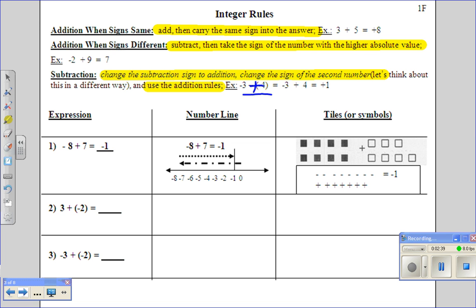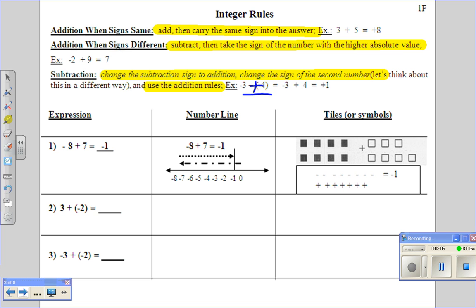So what I want to do real quick is look at how this looks visually on a number line and tiles. I'm just going to do a couple of problems like this, and then you can do a couple on your own. If we look at number 1, it's already done for you, and you can see the number line that was produced where you started at 0 and went to -8, and then you went back in the +7 direction, which takes you back to -1.